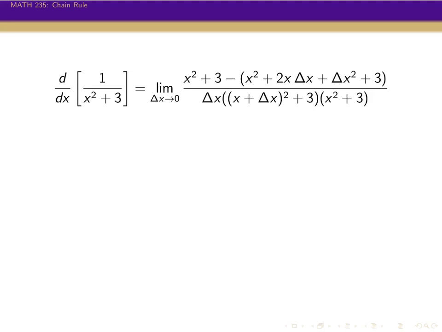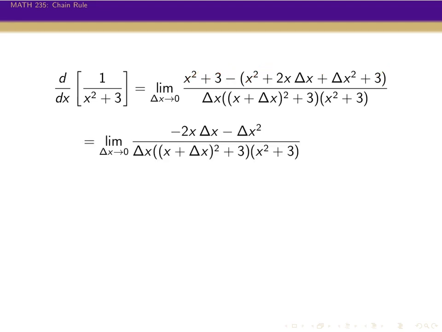And so again, the ones that are going to cancel are the x squareds, the plus 3s, and then we have a minus there and a minus there when we distribute it. And so that simplifies down to this. Now we notice that each term on top has at least one power of delta x, and there's the delta x on the bottom, and so at this point we can cancel off a delta x everywhere.